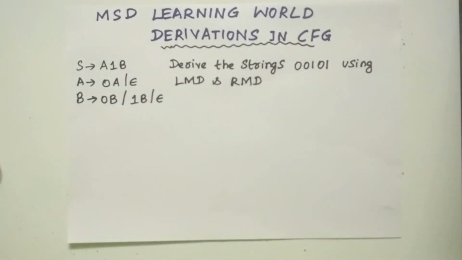So for the given grammar, S tends to A1B, A tends to 0A bar epsilon, B tends to 0B bar 1B bar epsilon. So this is the grammar, and bar denotes the separation of the productions. So here totally you have 6 productions.